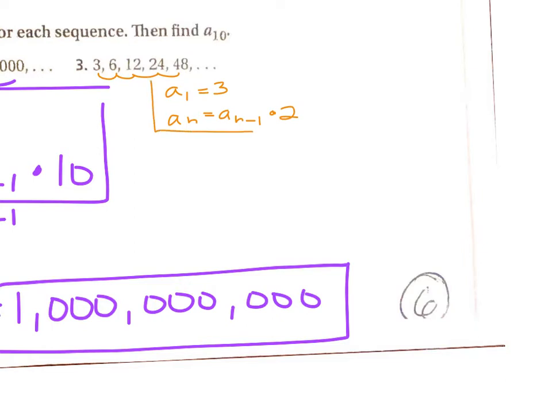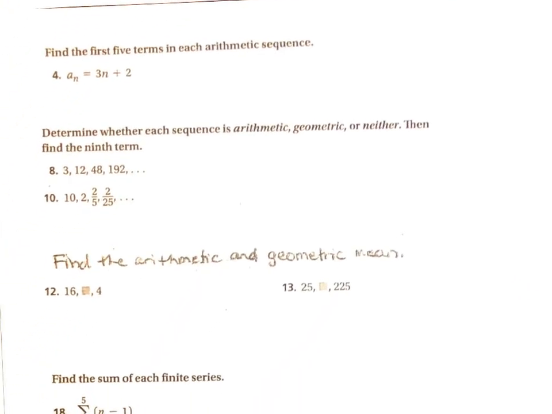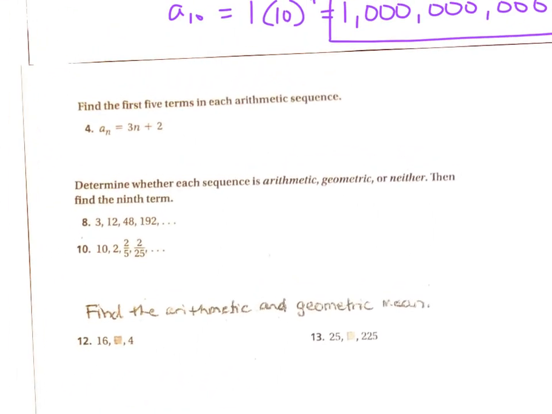So that's recursive. And then explicit would be A sub n equals, and then it's your first term times the common ratio to the n minus 1 power. So if we want the 10th term, we're just going to plug a 10 in there. So 3 times 2 to the 9th power, because we're plugging a 10 in for n. And that gets us, for our 10th term, 1,536.